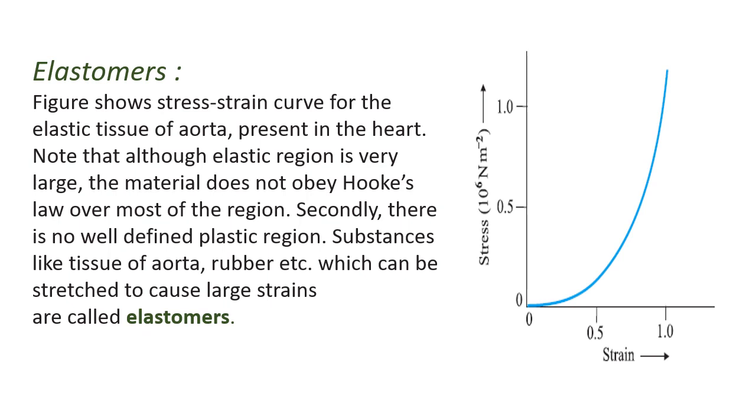As shown, the elastic region in such cases is very large, but the material doesn't obey Hooke's law. In our body, the elastic tissue of aorta, the large blood vessel carrying blood from the heart, is an elastomer for which the stress-strain curve is shown in the adjacent graph.